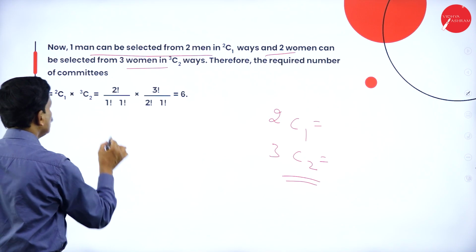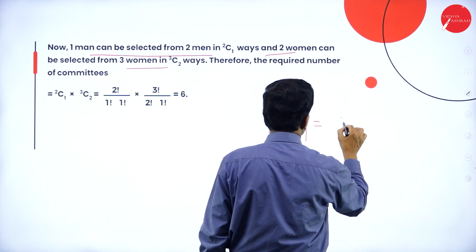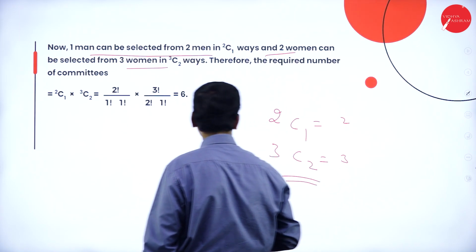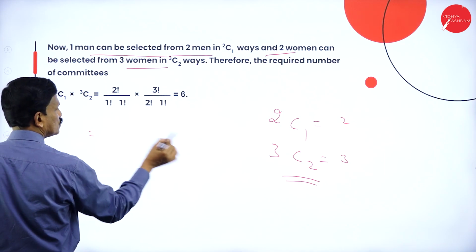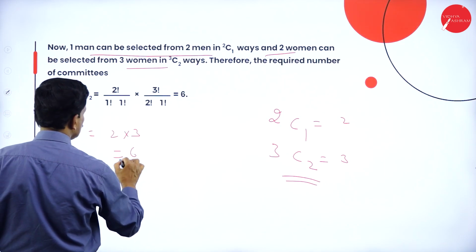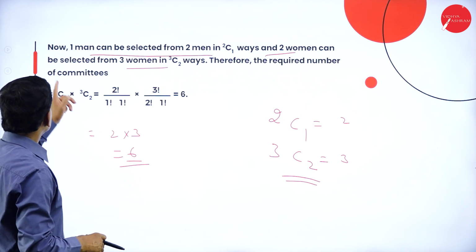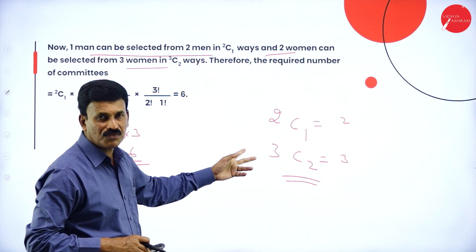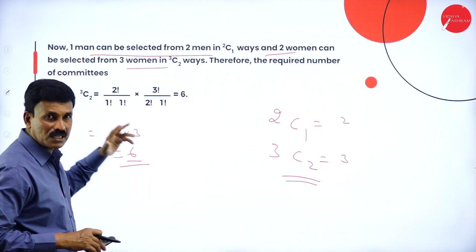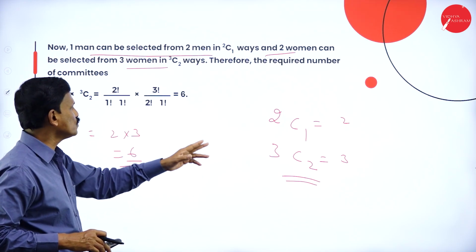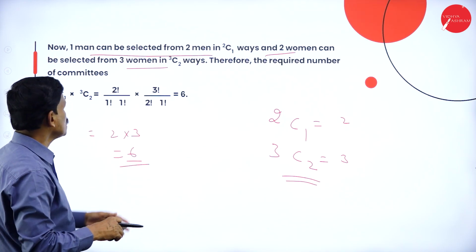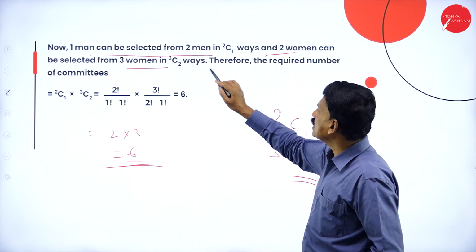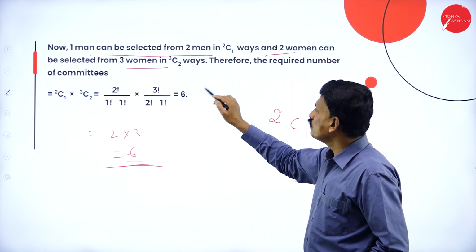The value of 2C1 is equal to 2, and 3C2 is nothing but 3. So this is equal to 2 into 3, that is equal to 6. So 1 man can be selected out of 2 in 2C1 ways, and 2 women from 3 in 3C2 ways. The required number of committees which can be selected from 2 men and 3 women is 6.